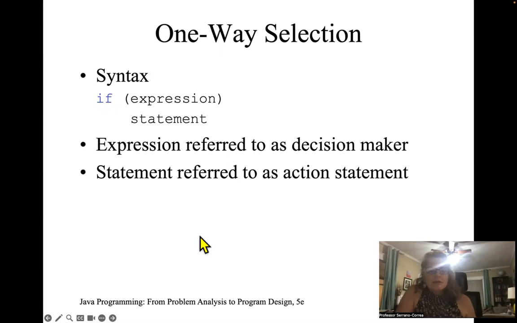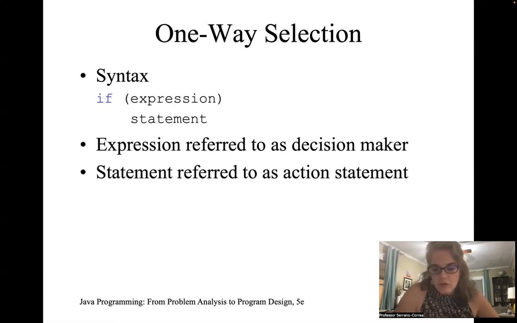So the one-way selection is just very simple. If the expression is true, you then do something, but there's nothing specific that you want to do if it's false. You're just going to continue on. If it's false, you just continue with the program. The expression is your decision, and the statement is your action. So this is your decision. This is your action. What will you do if this is true?